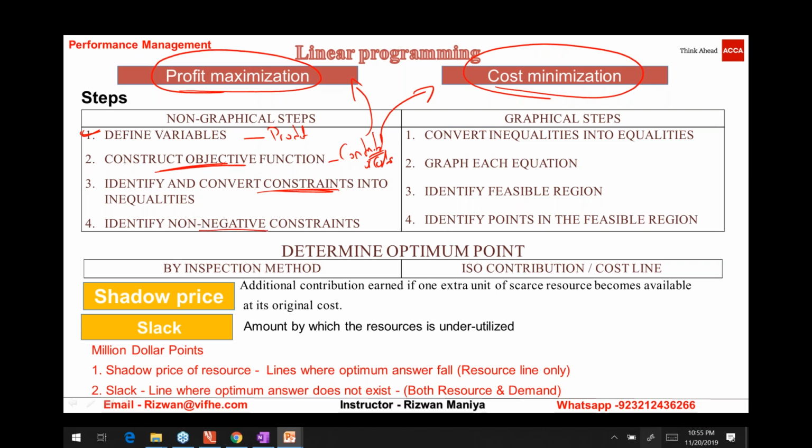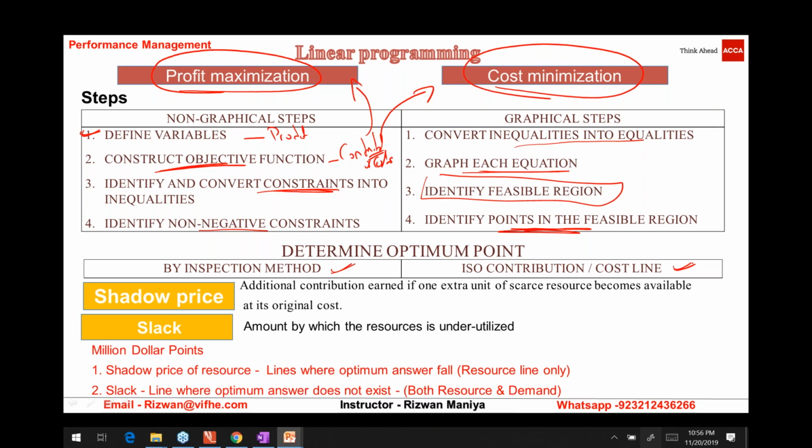Identify non-negative constraints, convert inequalities to equations, graph each equation, identify the feasible area, identify the points in the feasible area. There are two methods to find out the answer. One is by inspection method, one is by ISO contribution line. So the most famous is ISO contribution line that is tested in the examination.